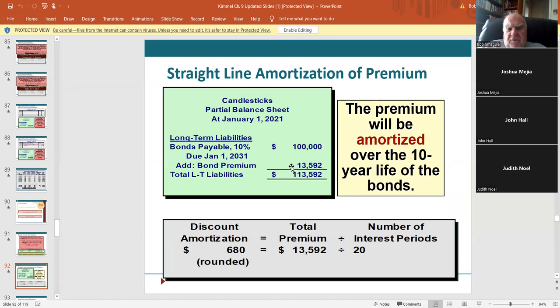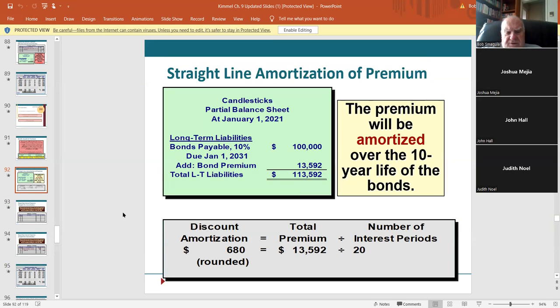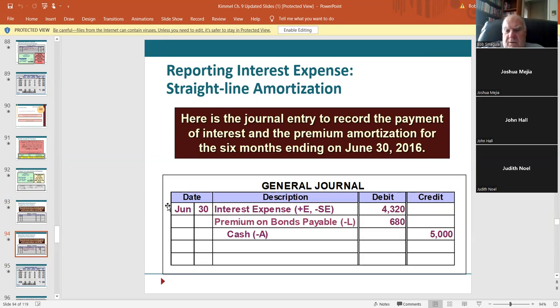So anyway, we're going to take the $13,592 and we're going to divide it by 20, just like we did before. And that comes out to $680. Here we go. We know we have to spend $5,000 cash every 6 months. We know we have $680. This time it's a debit because the premium is a liability account to be reduced with a debit. And the interest expense is only $43.20. In other words, with a premium, your total interest expense is less than the cash amount you're paying, because you have a favorable amortization.